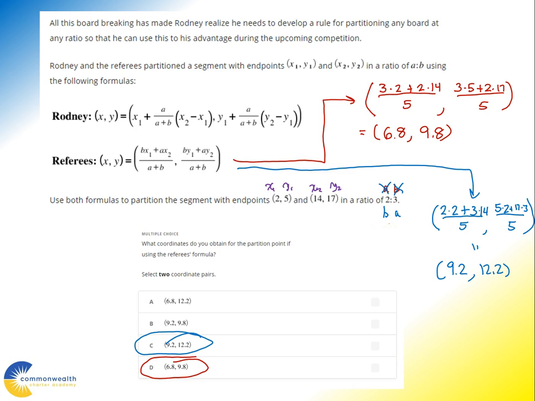So what I want you to do is pause for a moment, see if you can come up with a means of showing how Rodney's and the referee's formulas could be the same thing. Very similar to something we had done in the previous lesson when we were comparing Rodney's midpoint formula to the referee's midpoint formula.